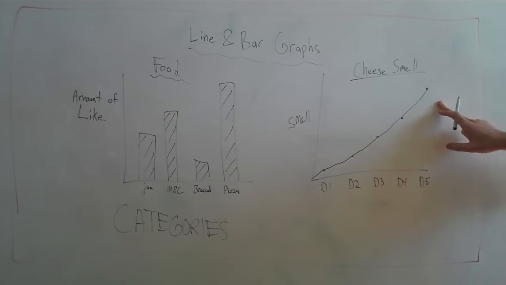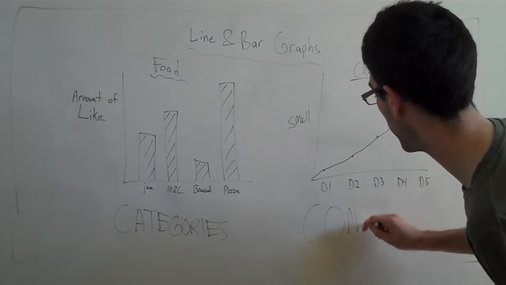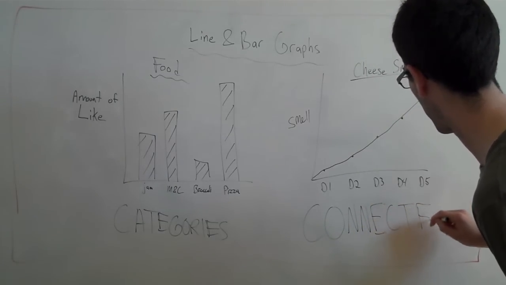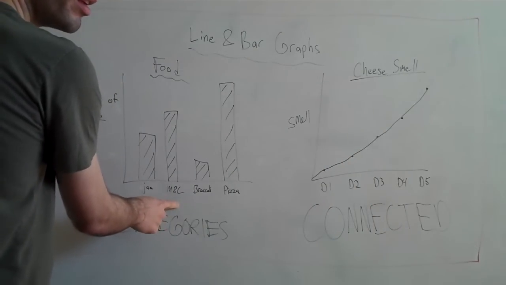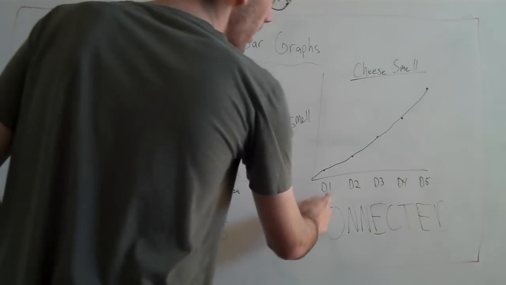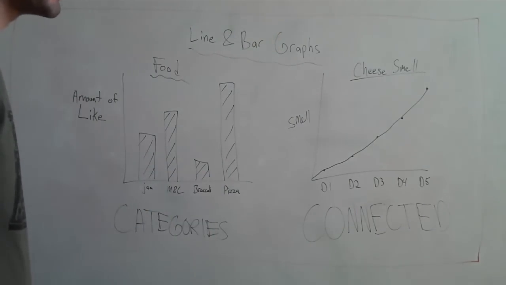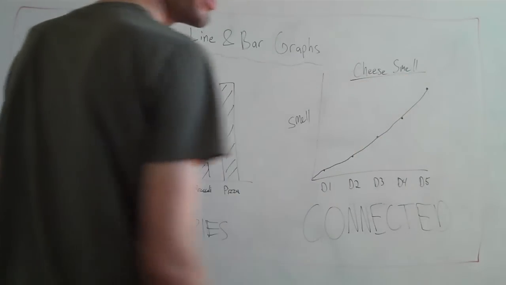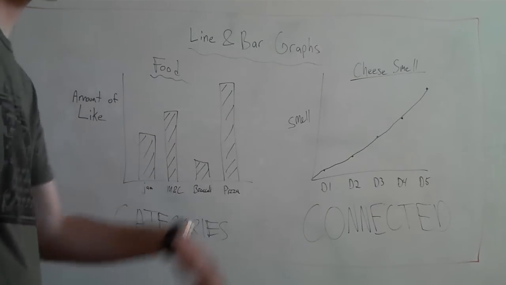It means they're connected. Connected. Oh, that is the key word. These have discrete categories. Can I connect jam and mac and cheese? No. Can I connect day one and day two? Yeah. I can. Do you know why? Because it's the same smelly cheese. And that's the difference between bar graphs and line graphs.